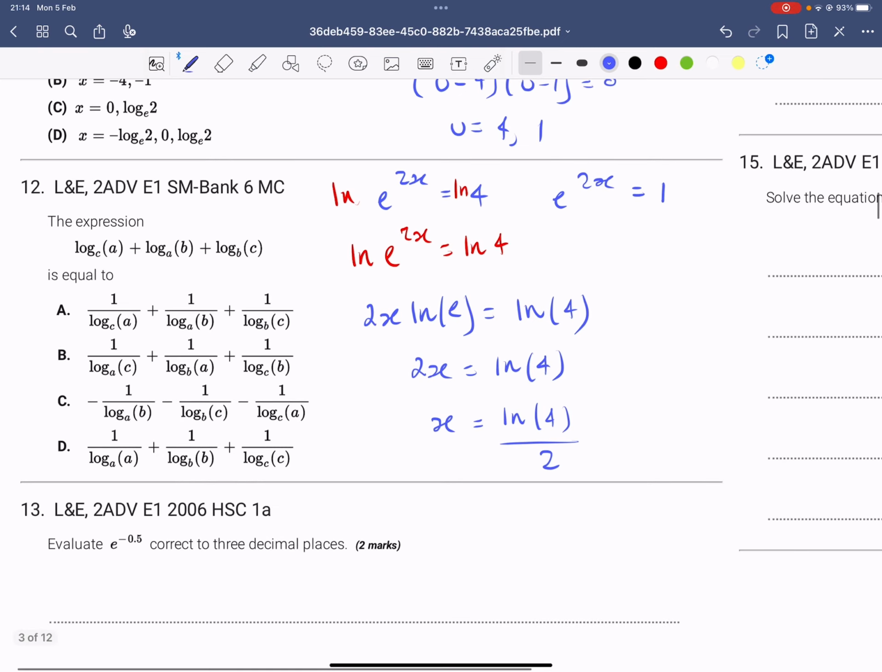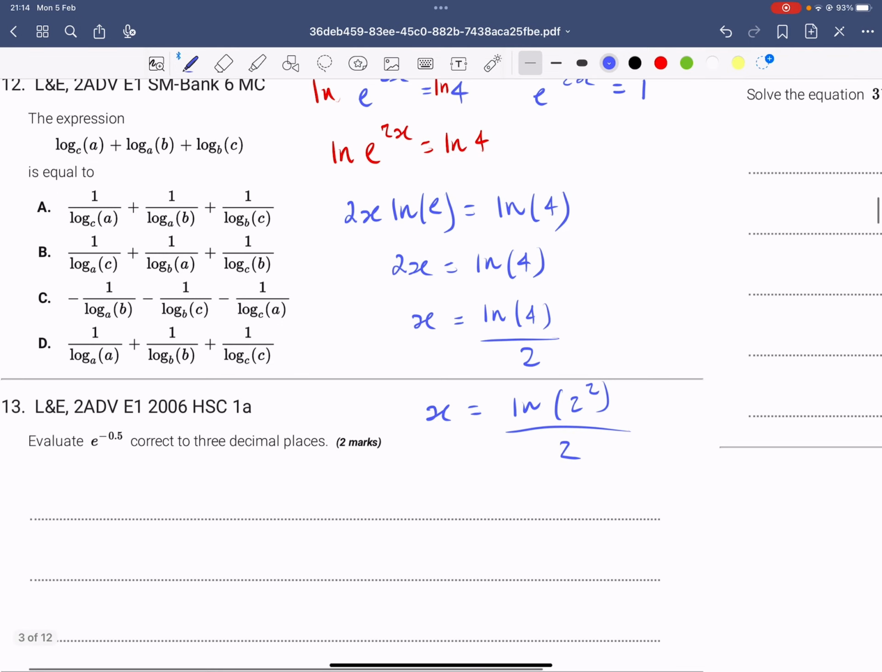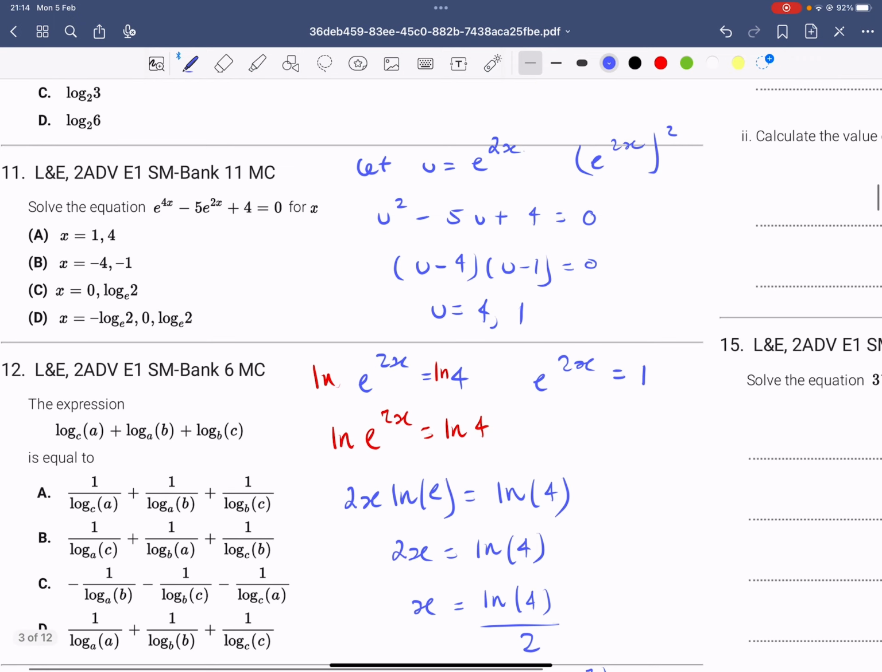Now we can continue to simplify this, and we can see they've unfortunately done that in the question. X is equal to ln, well 4 is 2 squared, so 2 squared on 2, bringing down the power. X is 2 ln of 2 on 2, which is ln of 2. So that's one of our solutions there, ln of 2.